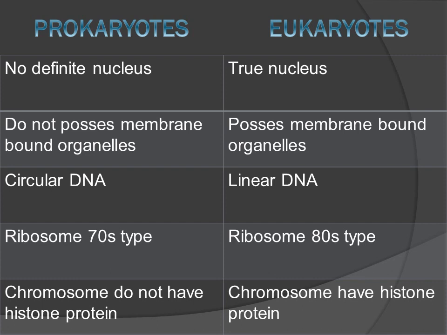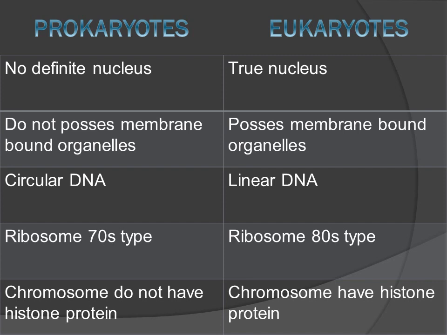The third difference is that prokaryotes have circular DNA; the shape of the DNA is circular. But in eukaryotes, the DNA is arranged in a linear order, so there is linear DNA. And the next difference is the ribosomes: there are two types, 70S type and 80S type ribosomes.